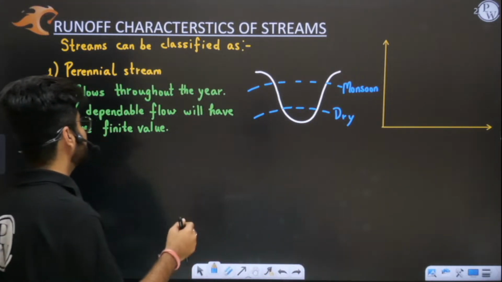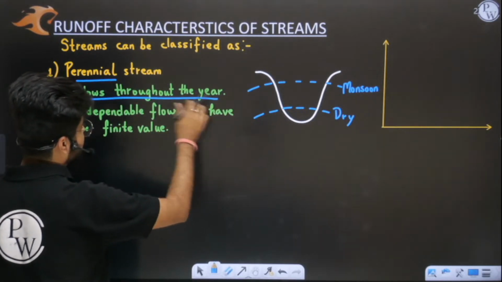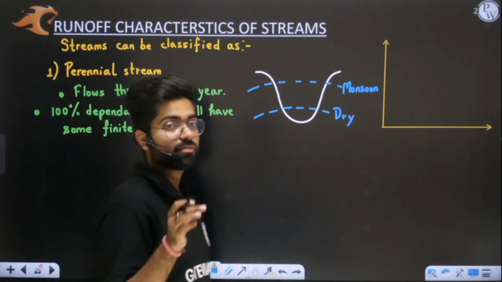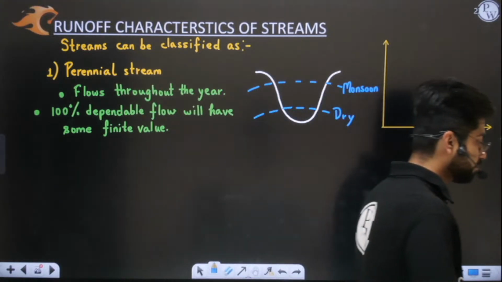That's why I am calling this stream perennial. Why? Because this kind of stream or river is flowing throughout the year. Even in the dry season, when your river could dry, some water is still there. That's why it is perennial. Yes or no?